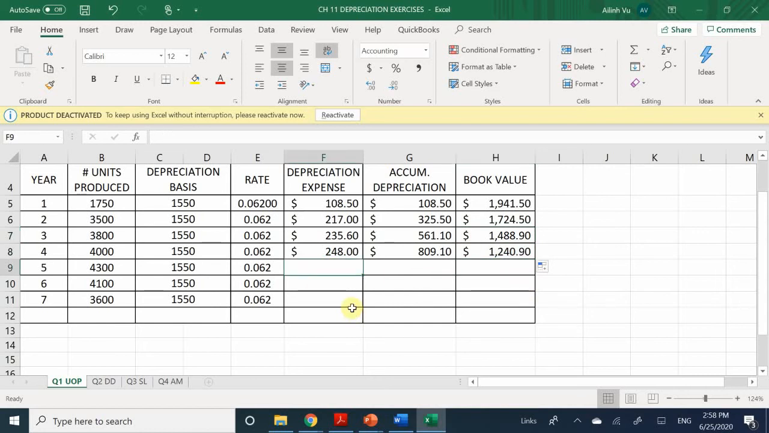Anyone else is welcome to jump in. Yes, whoever wants to solve for 5, 6, and 7, you guys are more than welcome to. Okay, so we are multiplying the units produced, 4,300, times the rate, which is 0.062. We get 266.60 plus 809.10 equals $1,075.70. Good. And minus 2050 equals 974.30. Good.